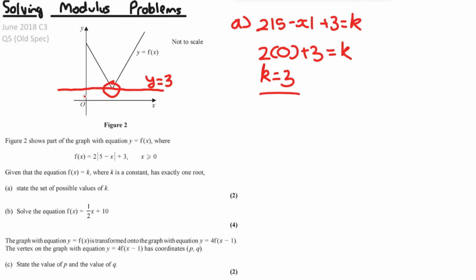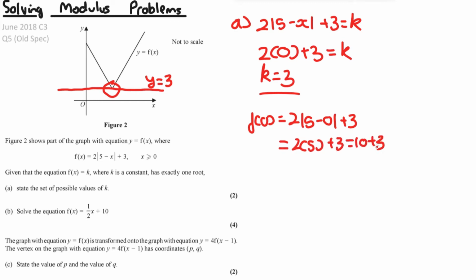So this is going to be when x is 0, so it's going to be f of 0, which is equal to 2 of 5 minus 0 plus 3, which is equal to 2 of 5 plus 3, which is equal to 10 plus 3, which is equal to 13. So this y-intercept is at 13, so therefore all of these lines can exist with 1 point of intersection when k is bigger than 13.